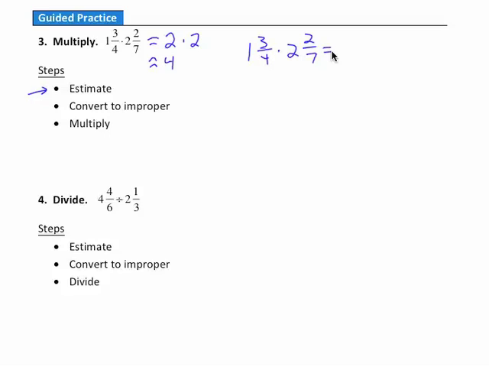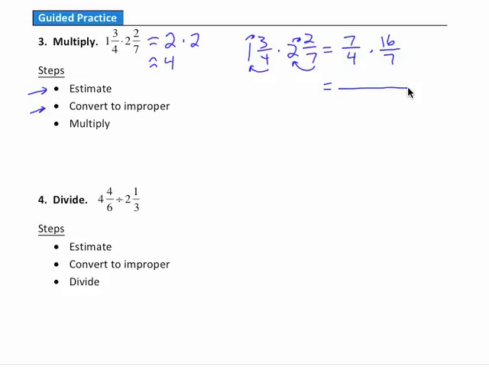Now let's take a look at the actual answers. So the first thing I'm going to do is convert to improper. 4 times 1 is 4, plus 3 is 7, so that's 7/4. 7 times 2 is 14, plus 2 more is 16, so I'm going to get 16/7.